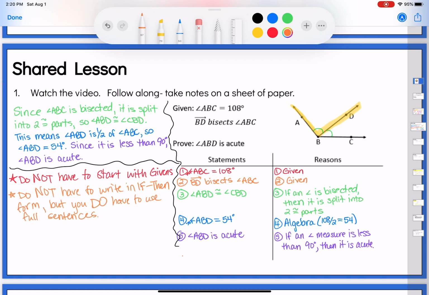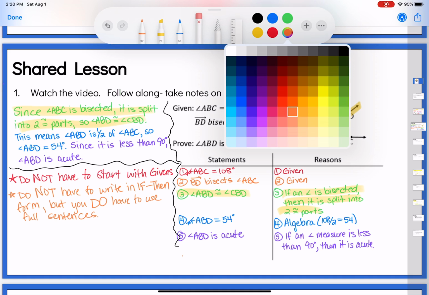Okay. So after that, you can kind of see how it links up, right? Notice my green step right here aligned with my green step right here. But look at what happened here. In my paragraph proof, I said angle ABC is bisected, so it's split into 2 congruent parts. So angle ABD is congruent to CBD. Notice I included the statement and the reason all in that same step.